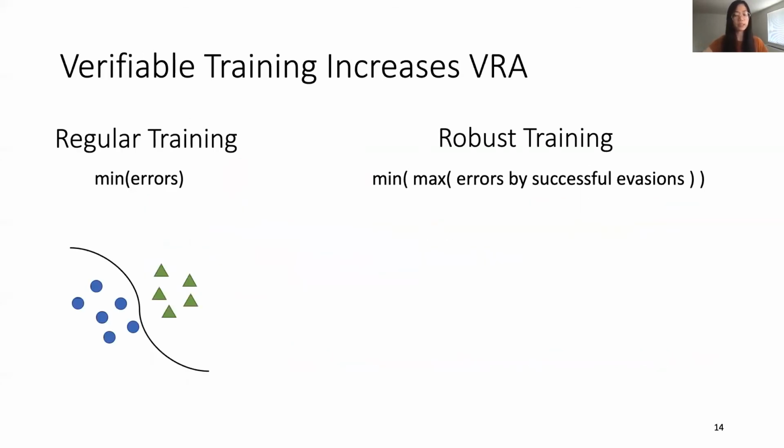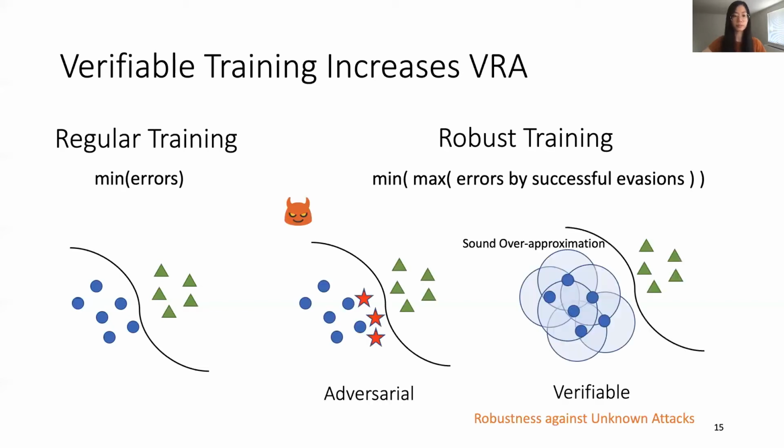A naturally trained classifier may not obtain high verifiable robustness. We can use verifiable training to increase the VRA of a classifier. Verifiable training is one type of robust training method. While regular training has the objective to minimize the classification errors in the training data, robust training solves a minimax problem. We first maximize the classification errors by all successful evasions in the training data. Then we minimize such errors to train robust models.